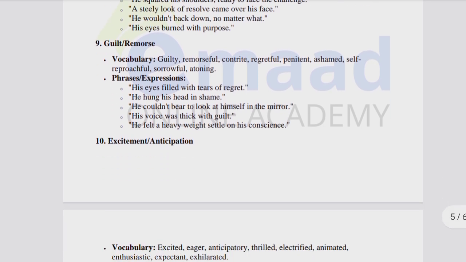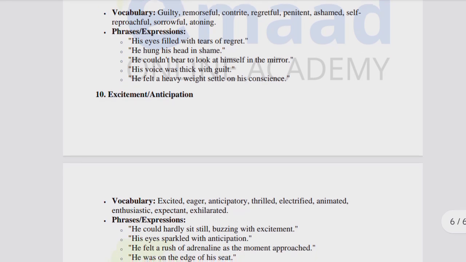Guilt and remorse. There can be feelings of guilt. So you can use these words to describe these feelings: guilty, remorseful, contrite, regretful, penitent, ashamed, self-reproachful, sorrowful, atoning. So here are some examples from different stories where there were feelings of guilt and remorse and regret.